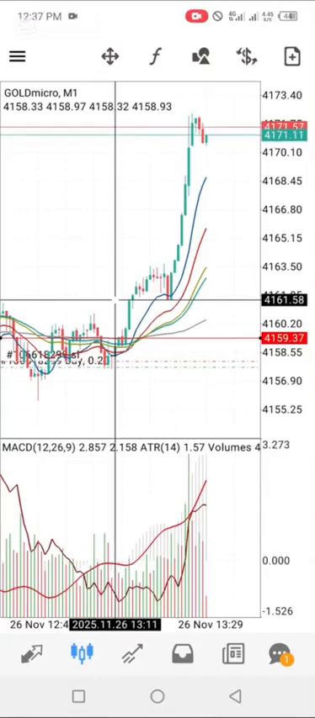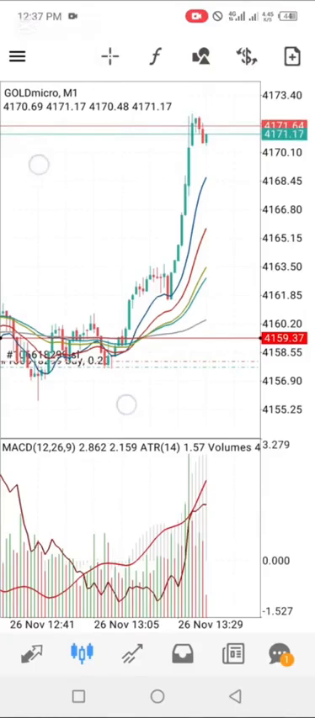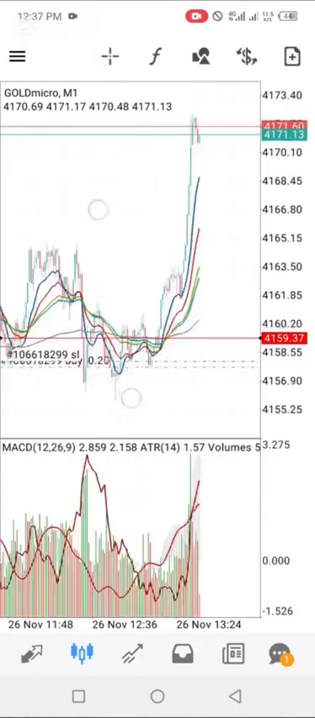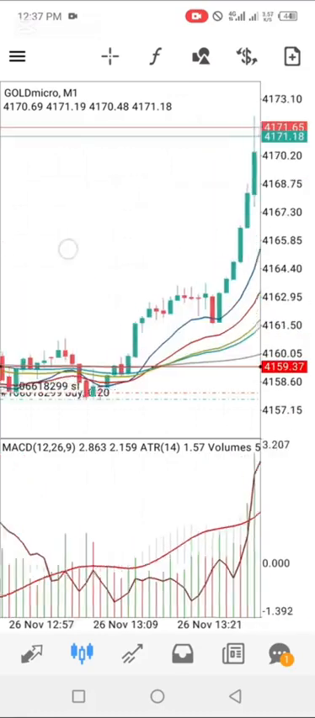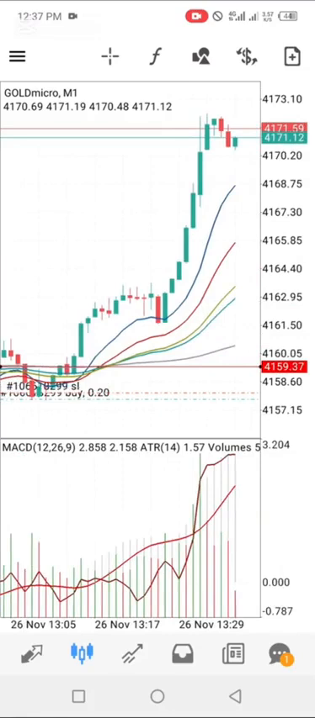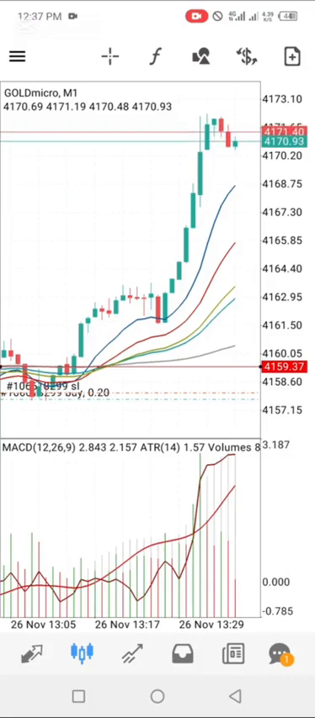So let's get to it. If you look at this screen, you will see that we have our SIWA EMAs in place, and that is the 9 period EMA, the 21 period EMA, the 50 or 40 EMA, and then the 200 EMA. But on my screen right now, I have both the 40 and 50 EMAs.